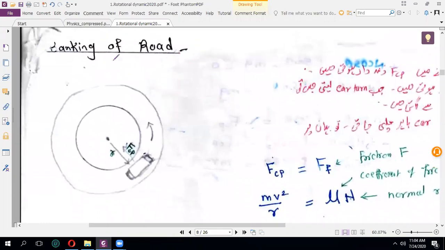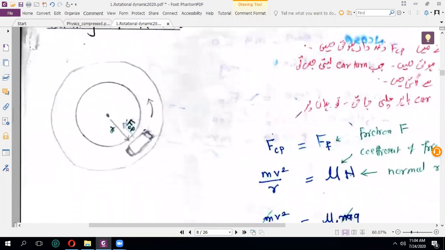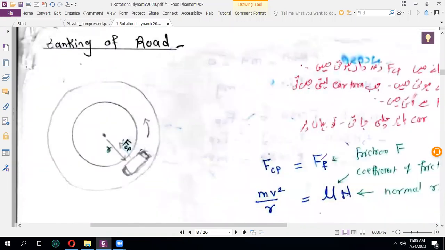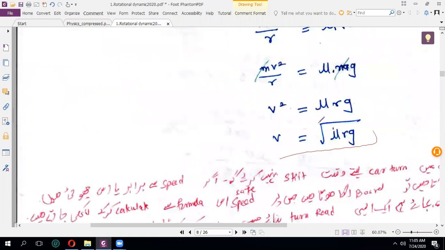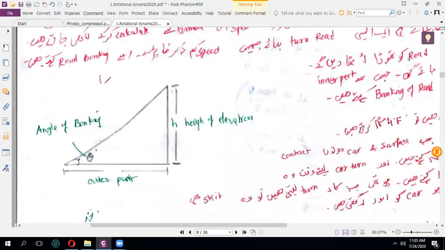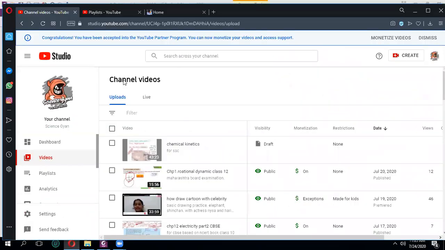Okay? Next concept is banking of road. What is banking of road? We already know the maximum speed, how to calculate maximum speed. Suppose a person doesn't want this safe speed. They want to go at very high speed on a curved road. So what do we do? We make a banking road. Scientists have one option. They are making banking of road. What is banking of road? I give you an example of a banking road. Wait.